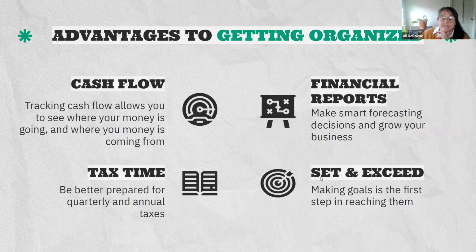Another reason that's really important is to be able to set and exceed goals. If you don't have an overall picture of what your expenses are, it's hard to say, I'd like to reduce that by 10%, or, hey, this category is looking like a really high amount of spend. I'd really like to lower that in the next year and increase my profit. So having organized financial information allows you to set those goals and make sure that you're meeting them.